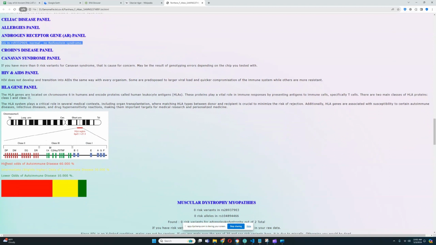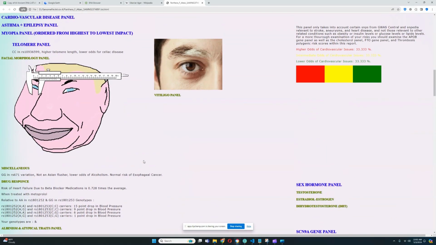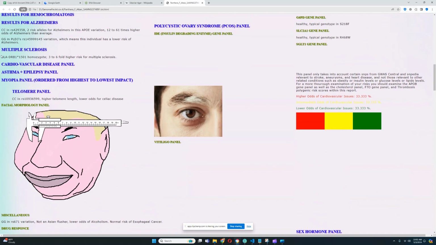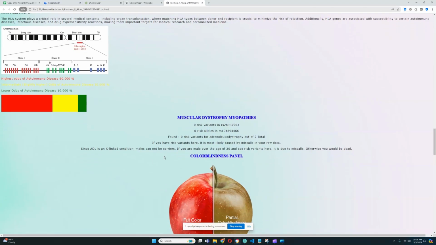For HLA, looks like this individual actually has highest odds for autoimmune disease. So when it comes to the HLA gene panel, there is definitely some risk variance for HLA. Let's see what's the problem with HLA here. Maybe there's something I missed. Yeah, there is something I missed. So HLA DRB1 homozygote 6 to 3 times higher risk for multiple sclerosis. That's the problem with the HLA here. So this person has some risk variance for multiple sclerosis in the HLA gene, and because of that, they score really badly on the HLA gene panel. Okay.